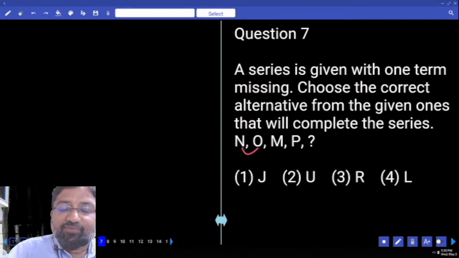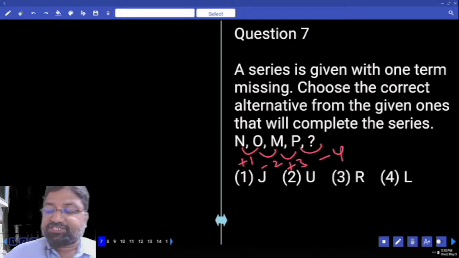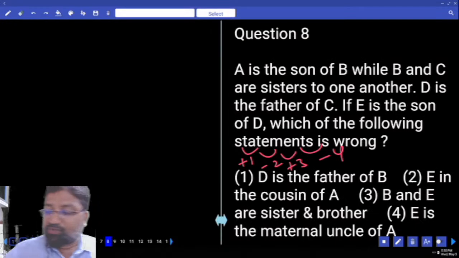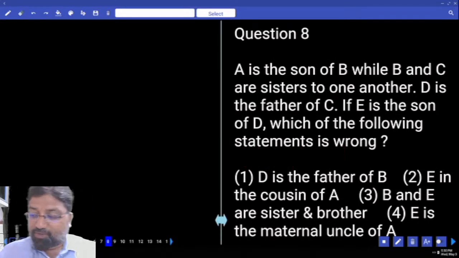What's going on here? 14, 15 plus 1. 15, 13 minus 2. 13, 16 plus 3. Next minus 4. 16 minus 4 is 12. What is 12? L. Done? We'll all do it at the same time. Please pay attention and look at the board. That's it.